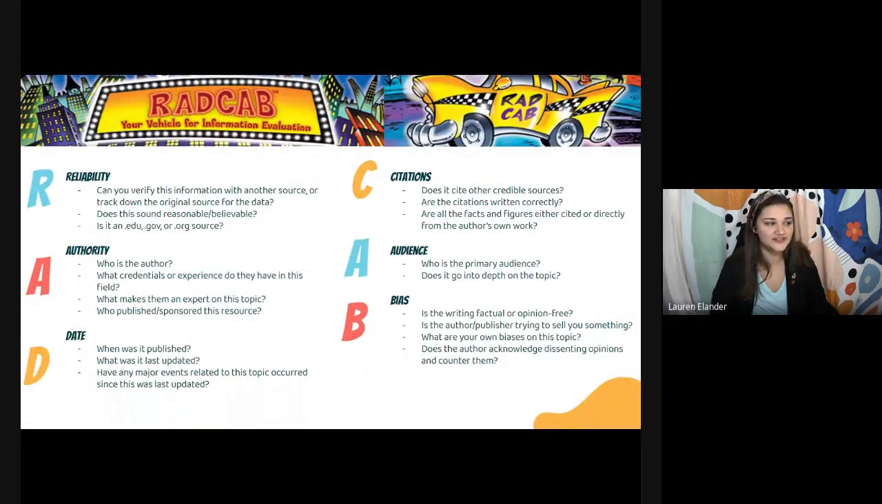There's also another way for you to break down information called RADCAB. You don't need to know all of this information, but basically thinking about, is it reliable? Could you find this in another source? Does it sound reasonable? Who is the author? Do they have authority in the subject? Was it published soon to now or more recently? What was the date? Do they have citations or references? Who is the primary audience? And do they address the bias, or do they have a clear bias?